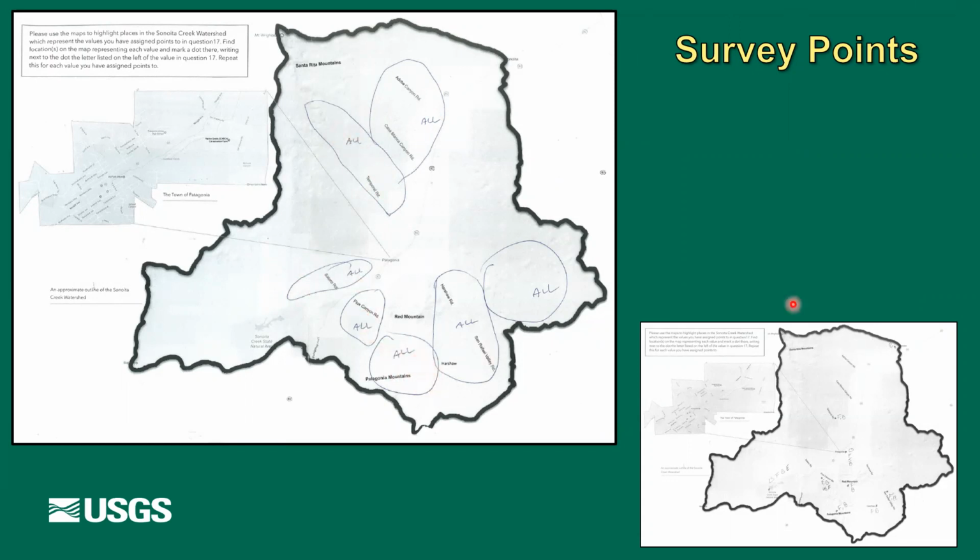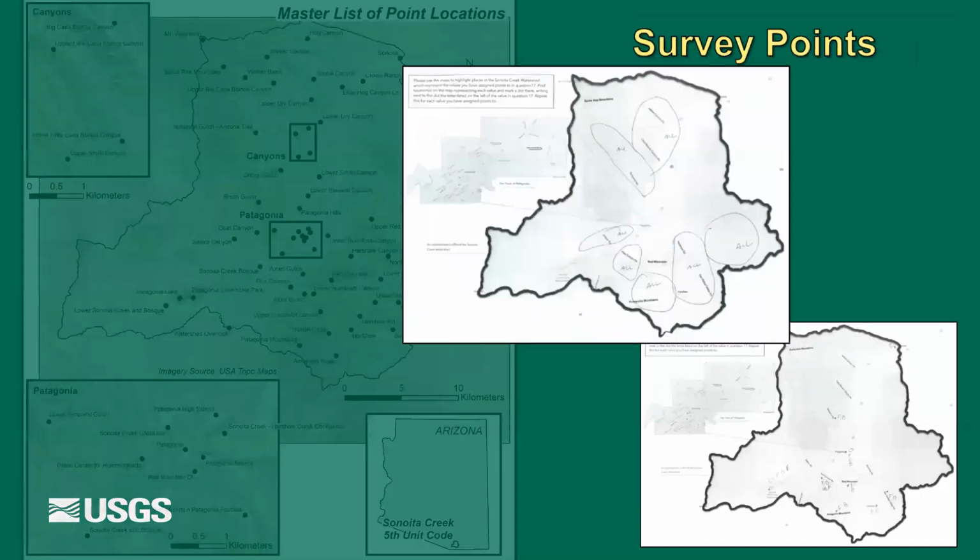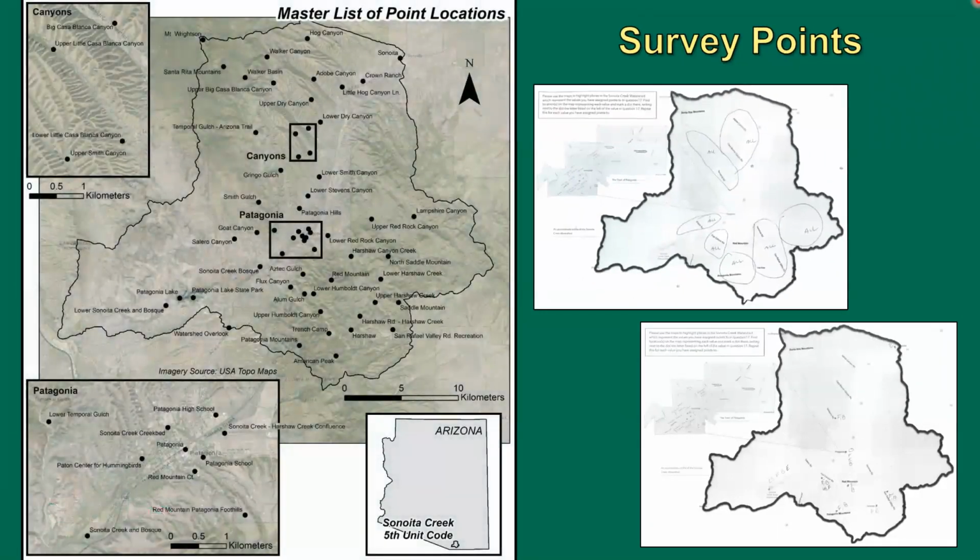In the end, we looked through all the different survey responses, and we ultimately came up with a master list of roughly 60 locations that we believe were identified by the respondents as important to them, that offered social value. They occurred throughout the watershed and in different types of areas, including high elevation mountain peaks, the towns of Patagonia and Sonoyta, as well as some of the intermediate canyons and flow lines within the watershed.